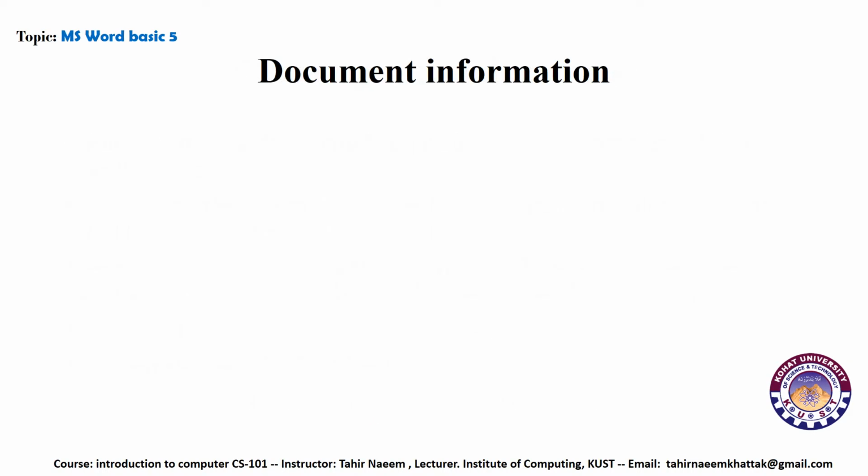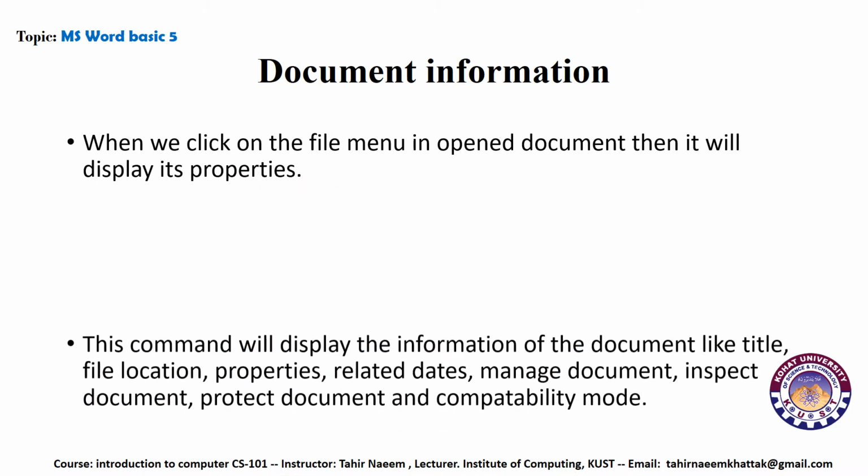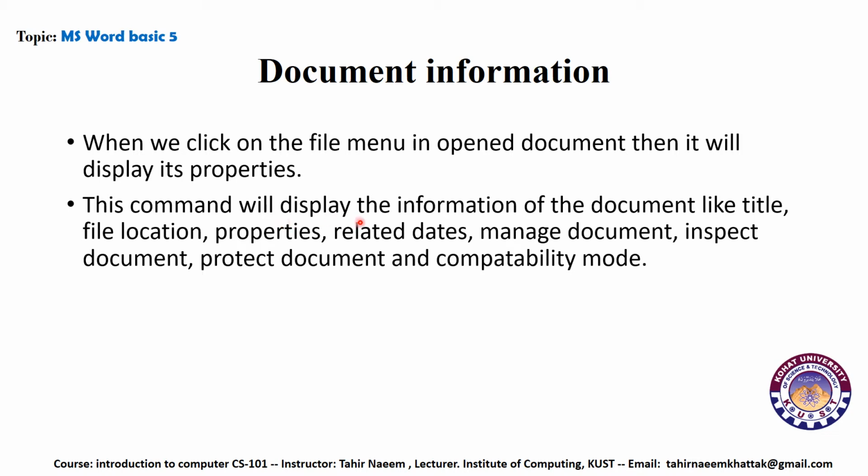Document information. When we click on the file menu in the open document, it will display its properties. So if we have opened a document and we click on the file menu, its information automatically pops up. This command will display the information of the document like title, file location, properties, related dates, manage documents, inspect documents, protect documents, and compatibility mode.